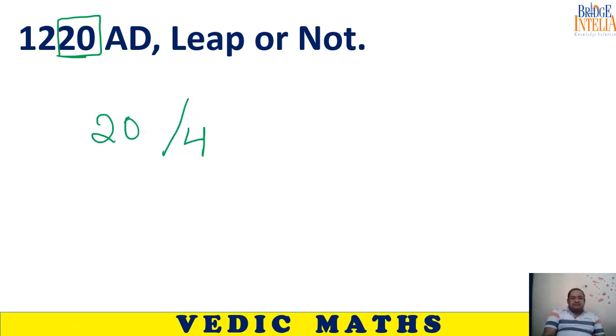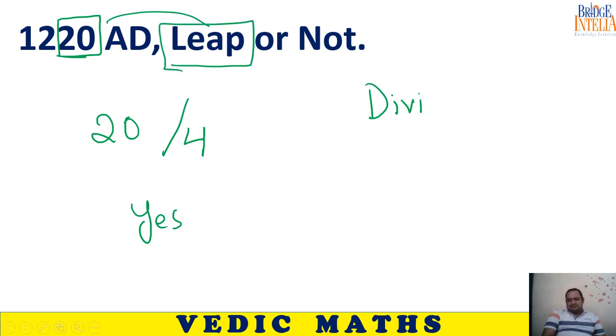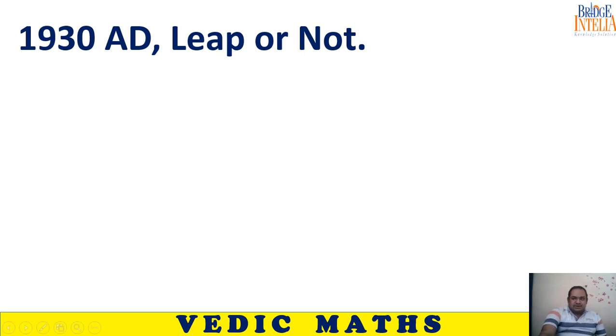Is 20 divisible by 4 or not? So, divisibility test: 20 is divisible by 4. So yes, it is divisible by 4. So the answer is: 1220 is a leap year. You can do the same and answer in the comment box. Is 1930 a leap year or not?